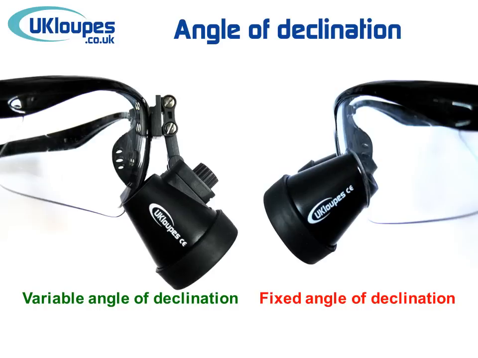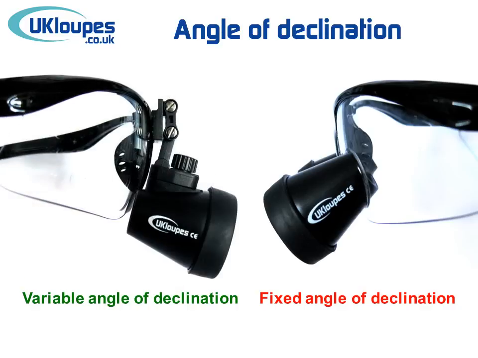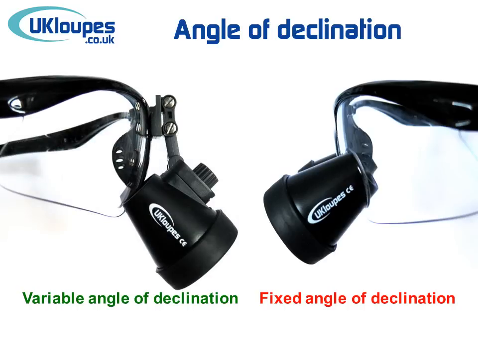One of the main differences between flip-up loupes and TTL loupes is that the hinge mechanism of the flip-up loupes allows the angle of declination to be changed, as is shown in the picture. This is a useful feature of flip-up loupes as it allows them to be angled for different applications.